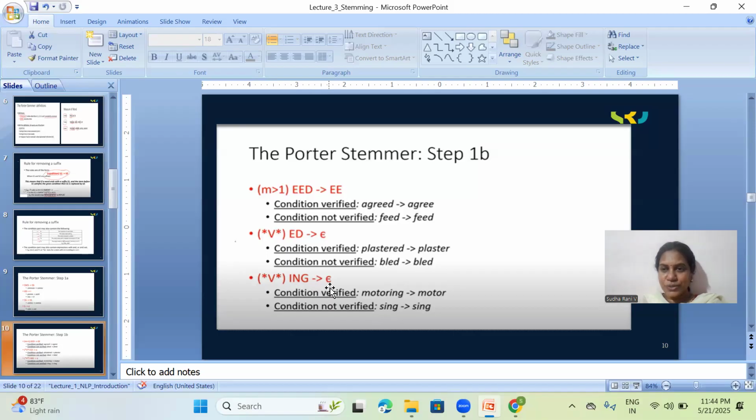ING tends to null again. We see a lot of examples ending with ING. Motoring: ING is replaced with null, and if you remove ING, the root word is motor. Sing tends to sing: here ING is not replaced with null, so the condition is not verified.